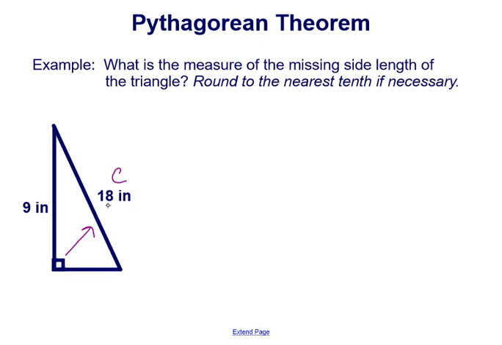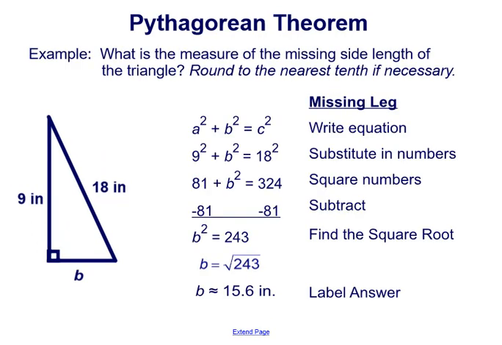We then are missing a leg. We have one leg, let's call that A. So we have 9 inches is that leg, but we're missing the leg of B. So we need to use the process to find the missing leg of a triangle. We can start off with the Pythagorean theorem. So here, writing the equation, we have a squared plus b squared equals c squared.